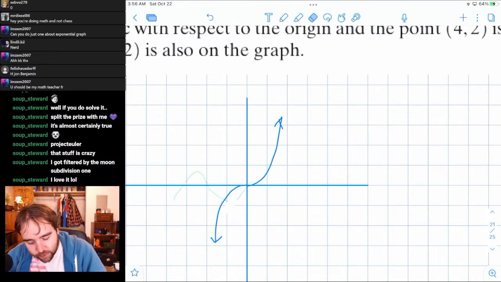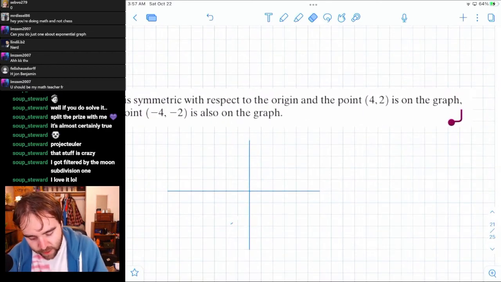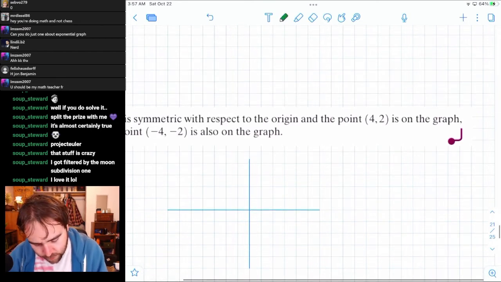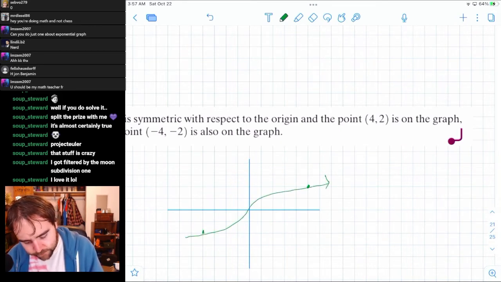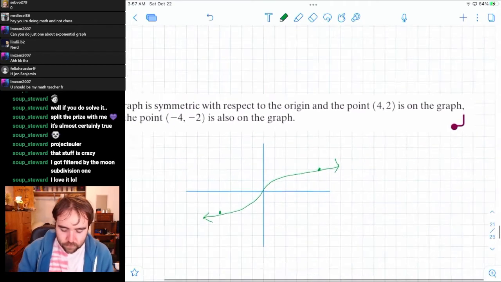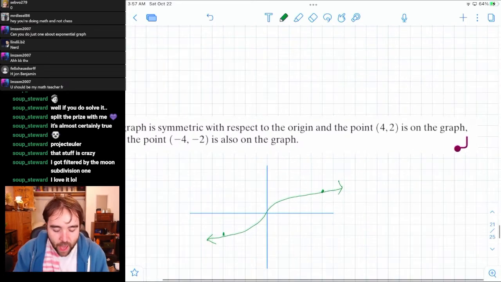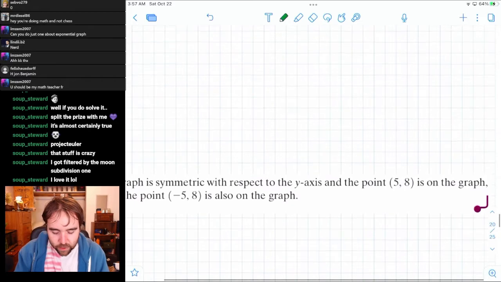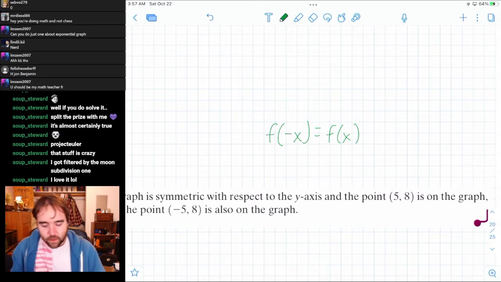And let's see the particular points they're looking at here: 4, 2 and negative 4, negative 2. So that's like a cube root graph in a way. That graph has origin symmetry. And remember back with y-axis symmetry, what did we say? We said that with y-axis symmetry, f of negative x is the same as f of x.